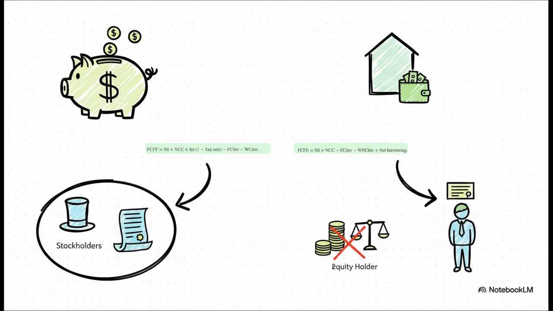That means shareholders and lenders. On the right, free cash flow to equity is what's left over for just the shareholders after all the debts are handled. Two different perspectives, and they lead to two different valuation methods.